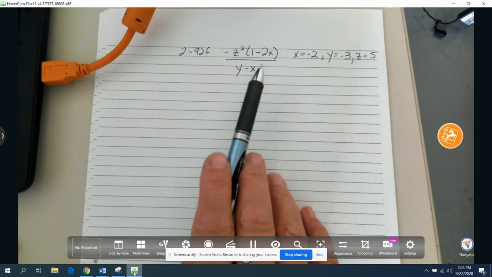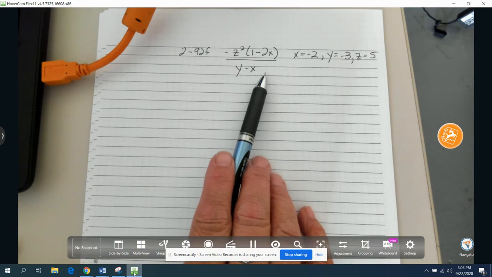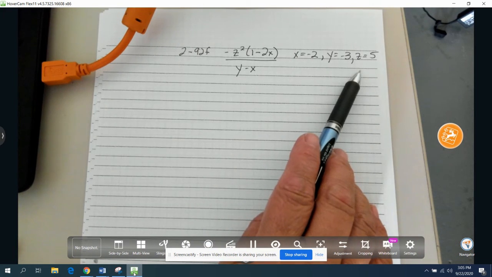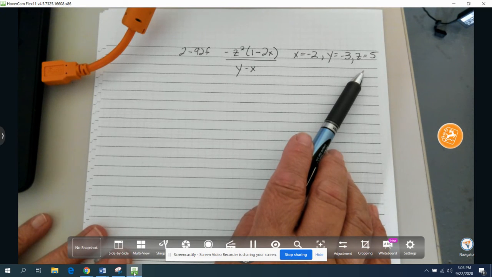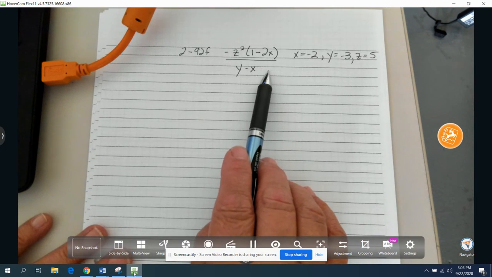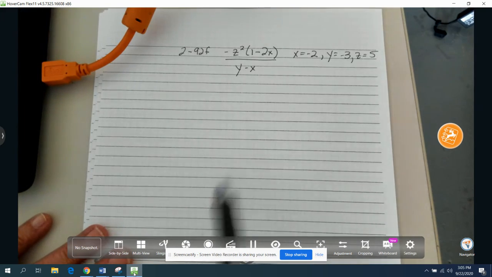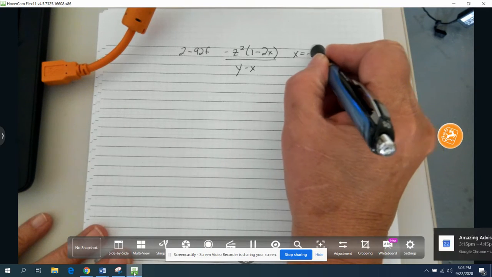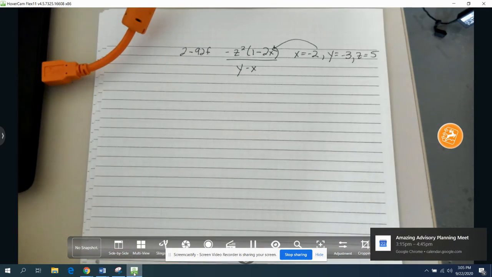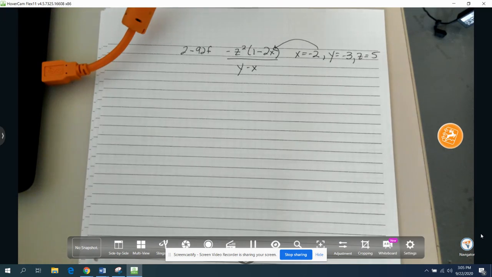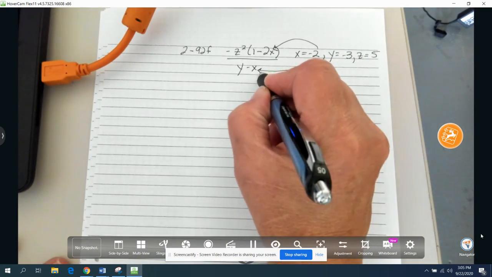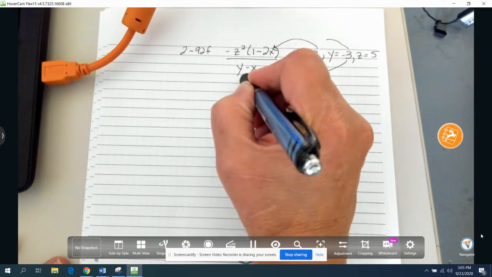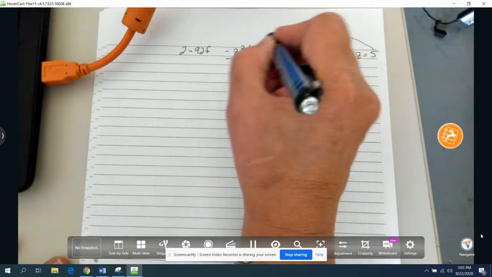So we start with an expression. Notice this is an expression because there's no equal sign. And then we're given values for X, Y, and Z. And so the very first step we have to do is substitute those values into this expression and then find the value of that expression. So wherever I see an X, I'm going to plug in -2. And I have an X here as well. And wherever I see Y, I'm going to plug in, down here, -3. And then wherever I see a Z, I'm going to plug in a 5.